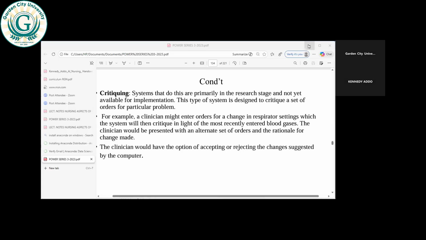The critiquing system, this is how you should view it. It always comes with what? If-then rules. The way the setup is, okay. Please, can you hear me now? Yes, sir. Okay.